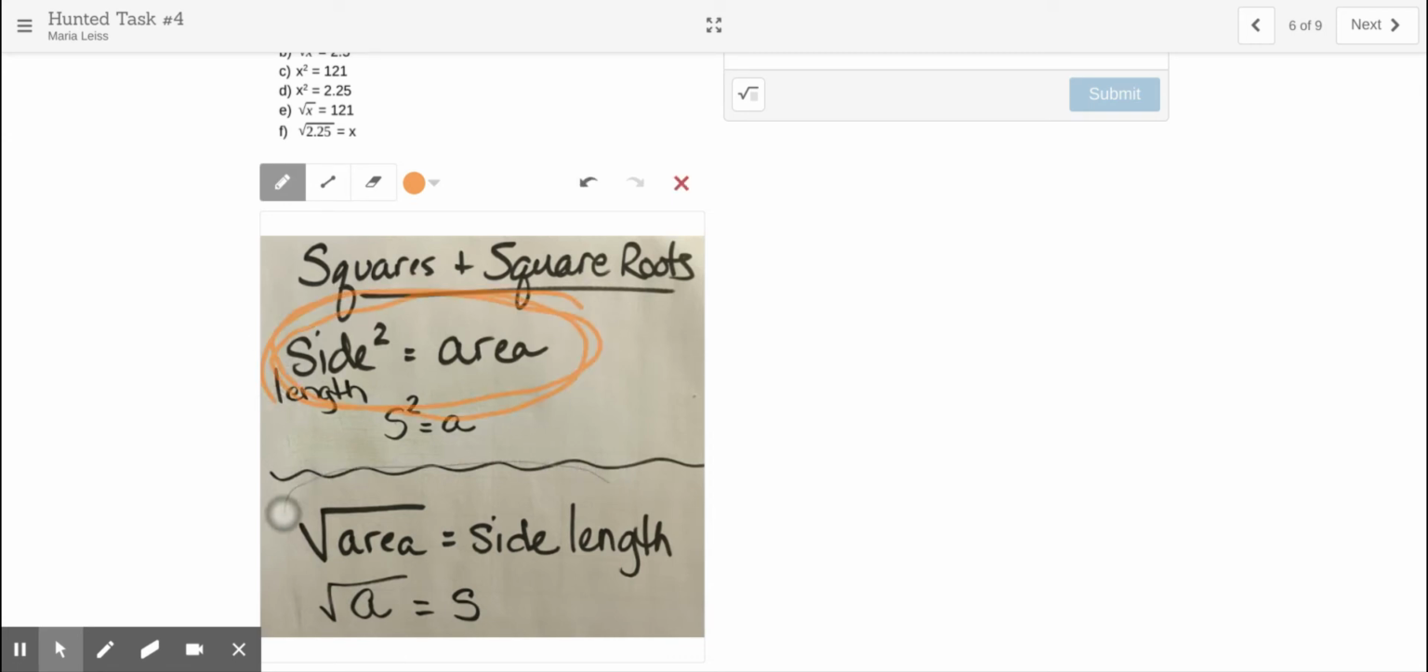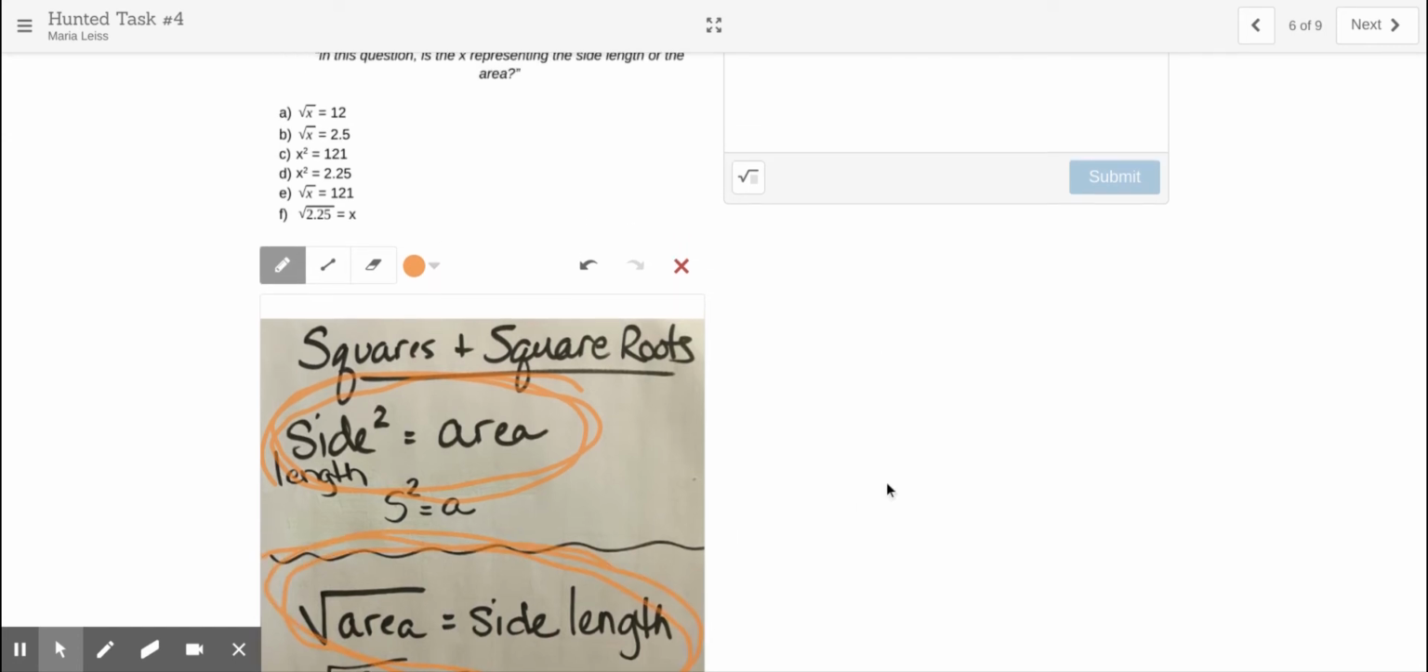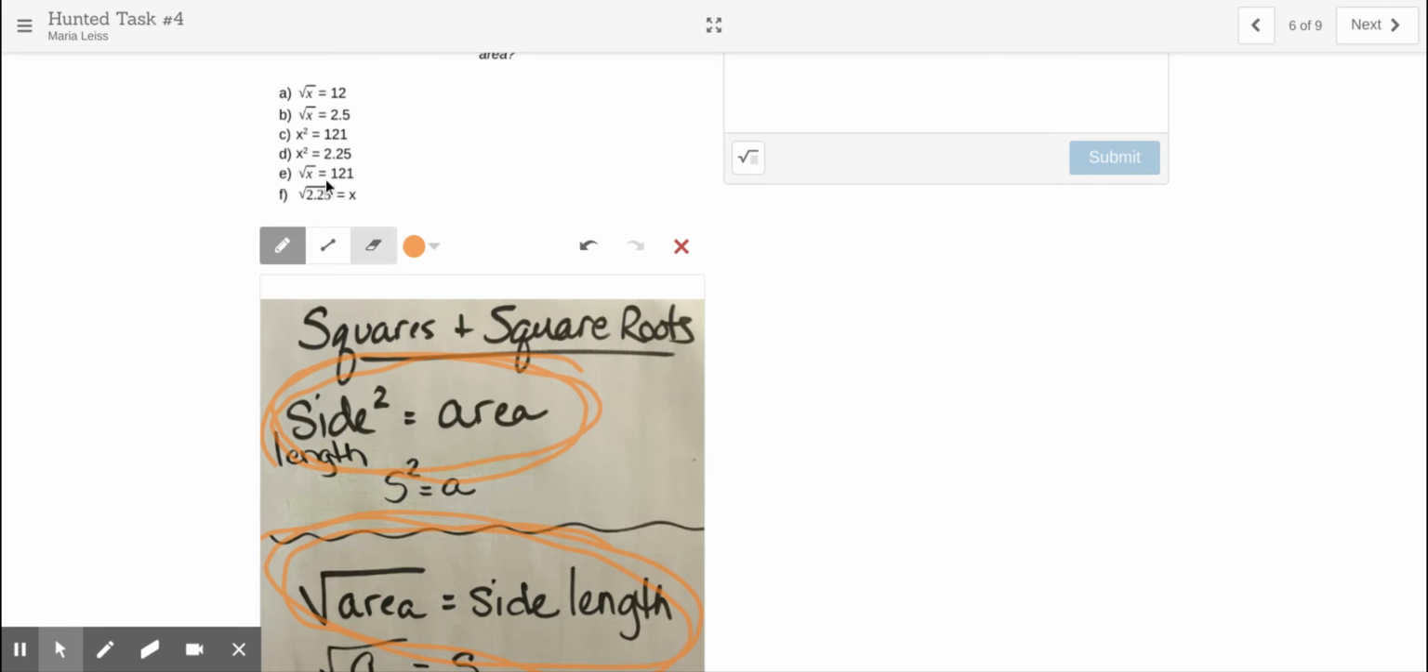Side squared equals area, and the square root of the area equals the side length. These two circles will help you get these answers.